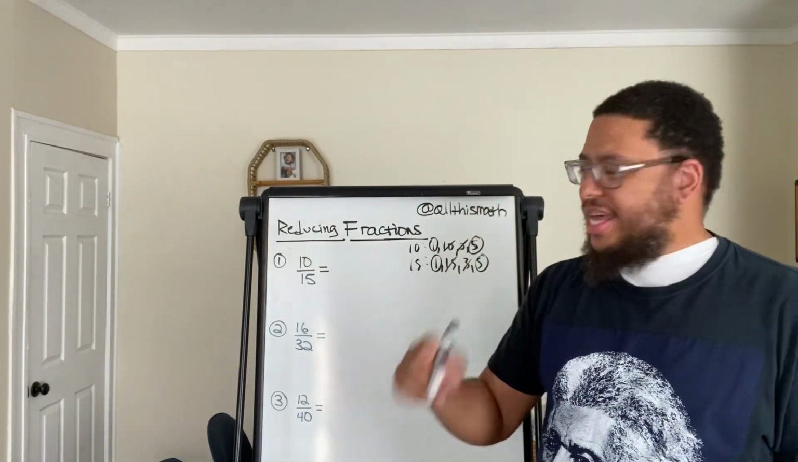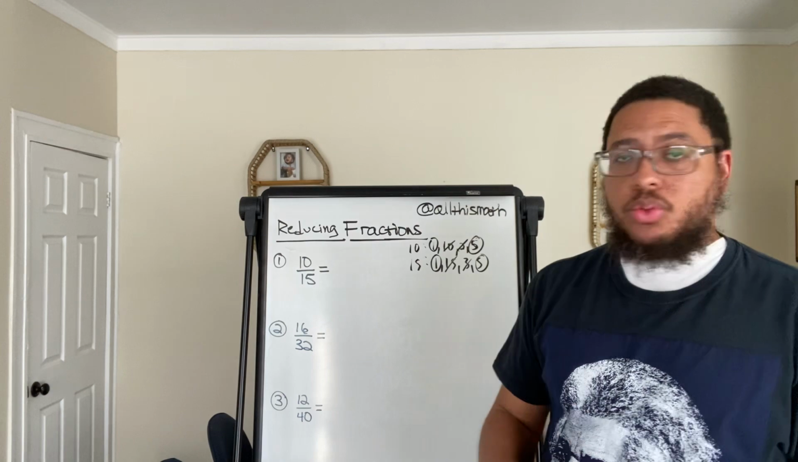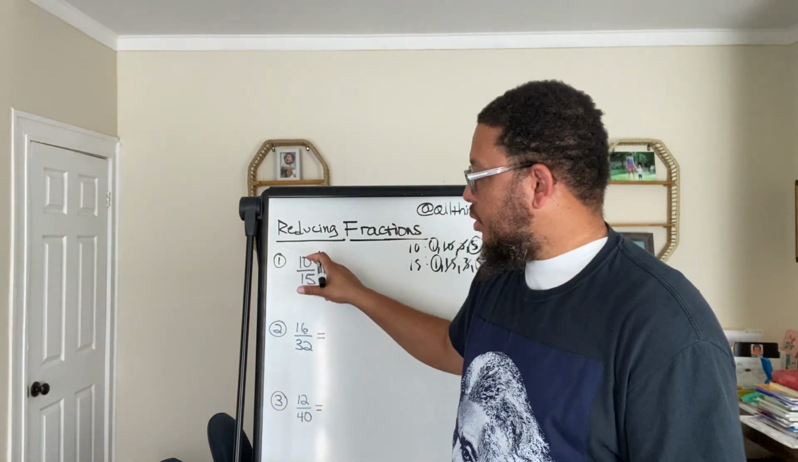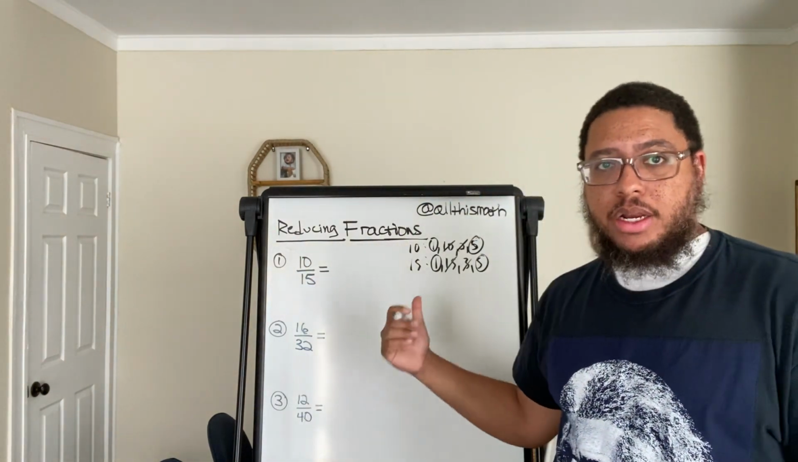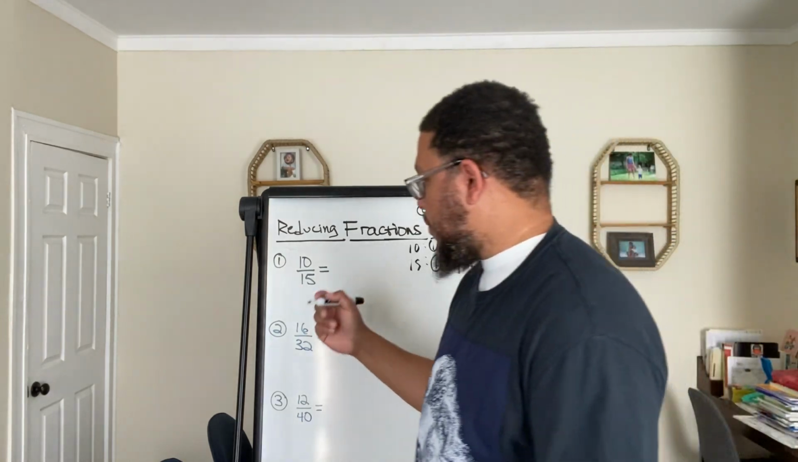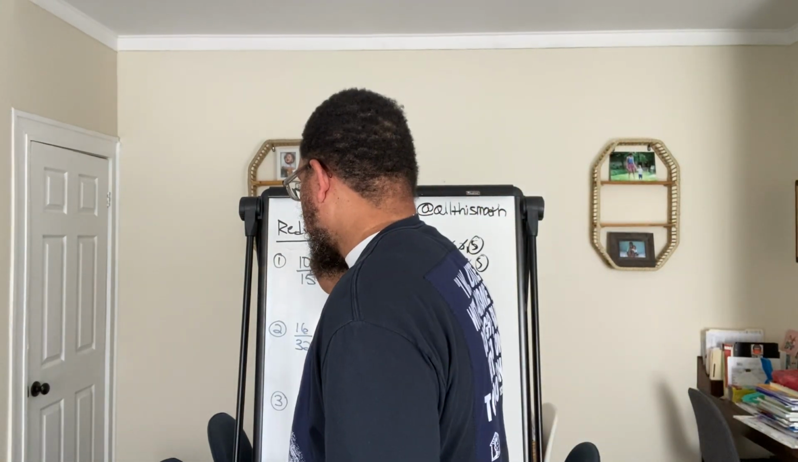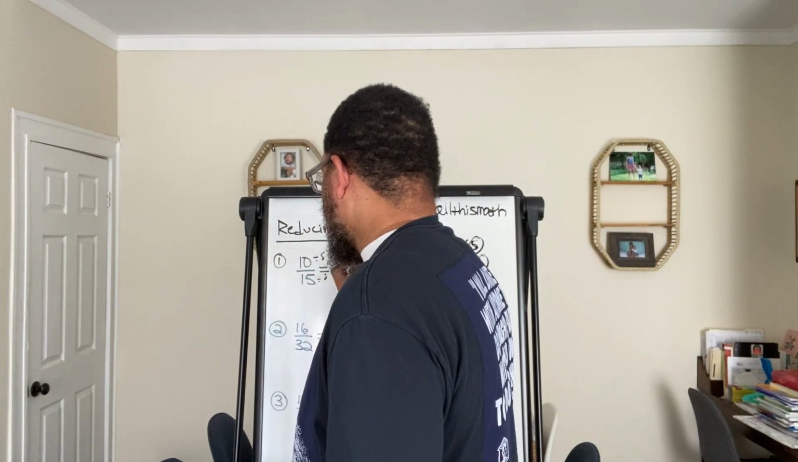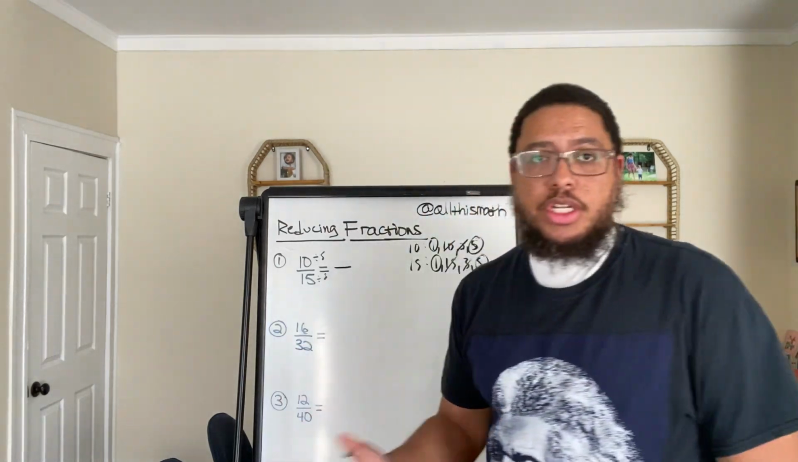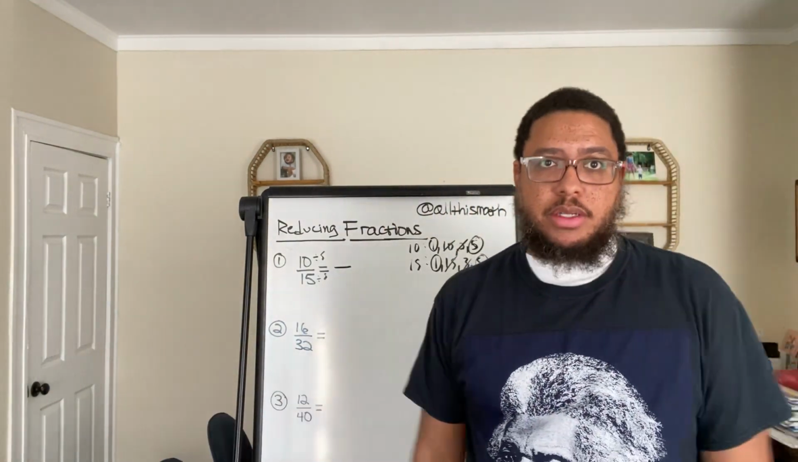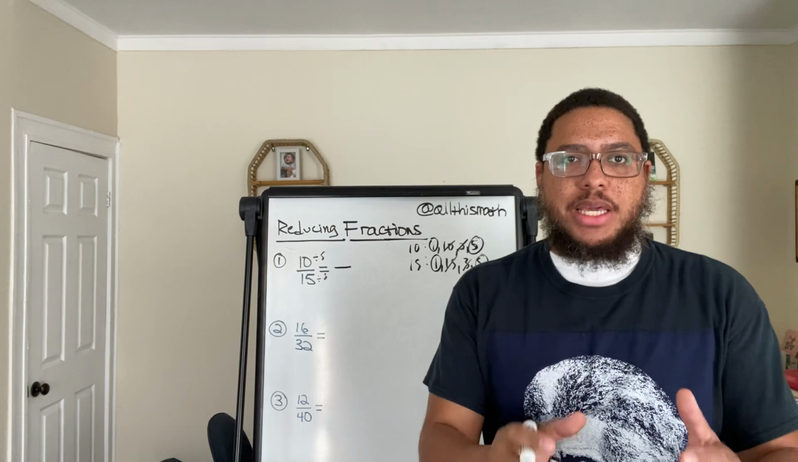Now, how do I use that to reduce fractions? What I do is I divide each of these numbers, the numerator and denominator, by that number 5. And what's that going to give you? So we got to know our division facts, right? You got to know your division facts, and you know your division facts by knowing your multiplication facts. So you got to know your multiplication facts.